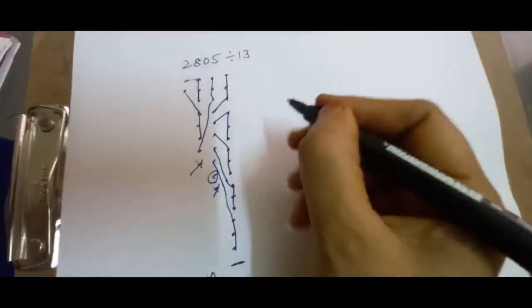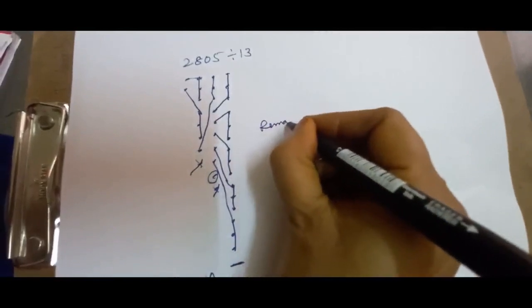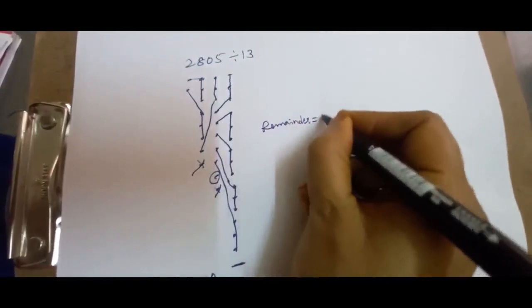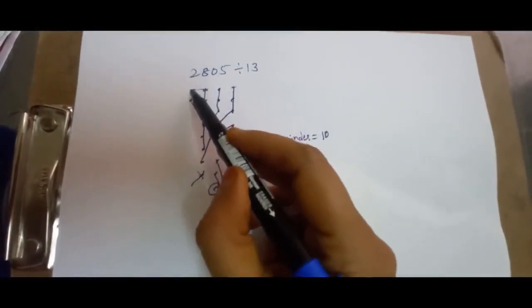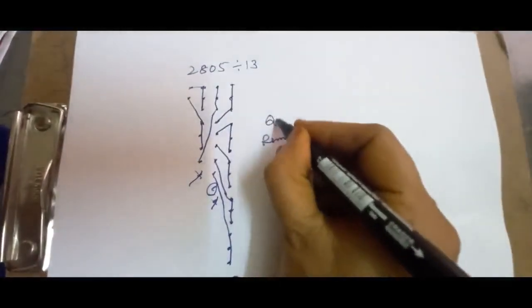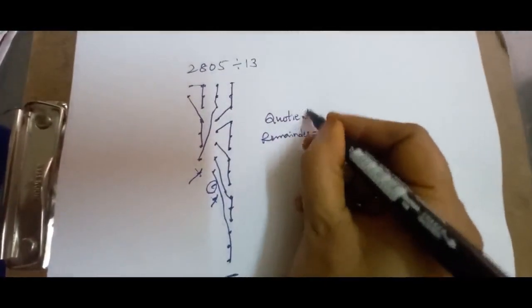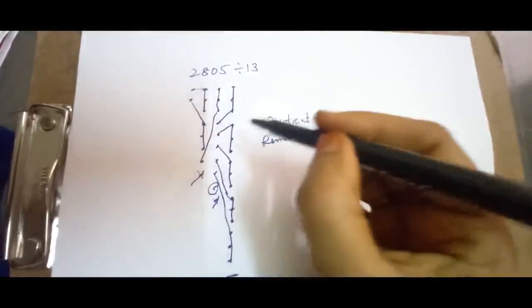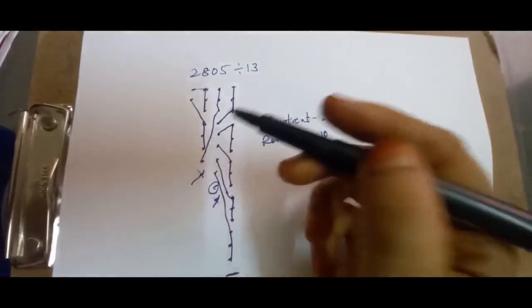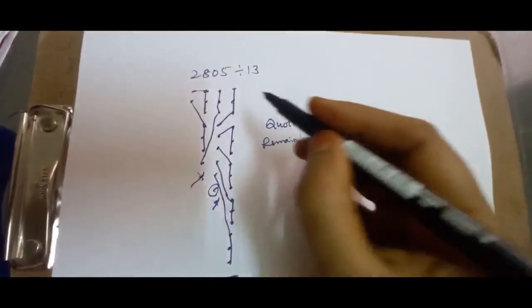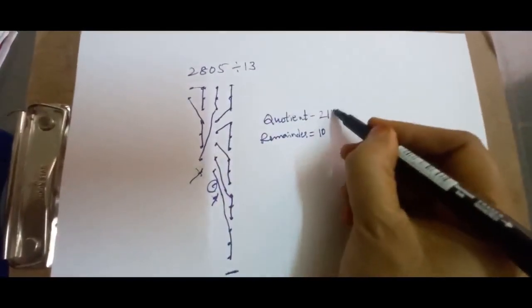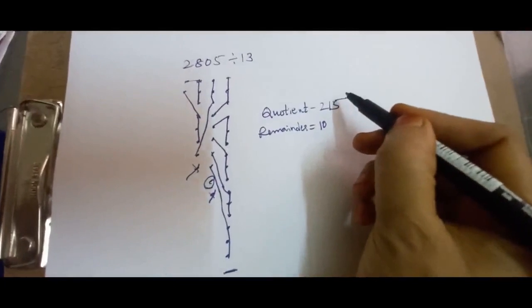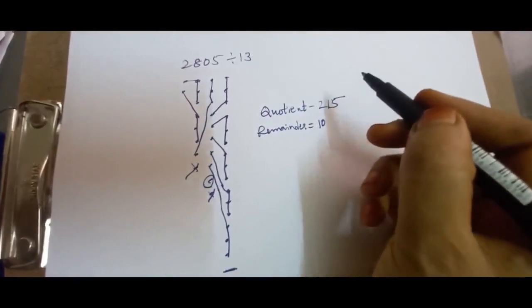Okay. Then what about the quotient? The remainder is equal to 10. For the quotient, you need to check starting points, no? 2, next here only 1 is there. In the third row 1, 2, 3, 4, 5. That means 215 is the quotient, 10 is the remainder.